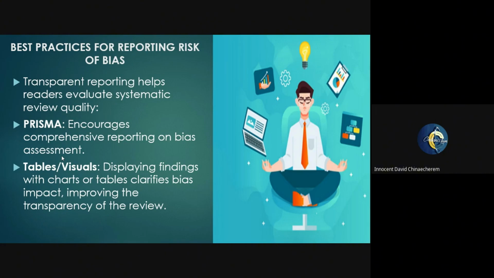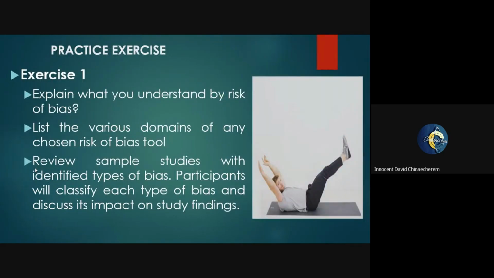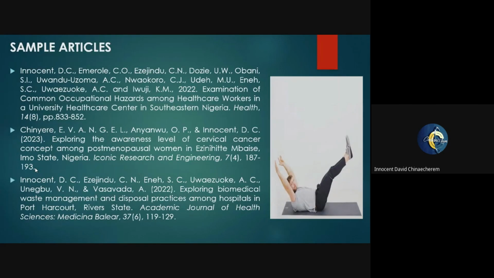So what are some of the best practices for reporting the risk of bias? First of all, it's important that we use a transparent reporting process. The PRISMA is still very vital. We can use the PRISMA to record some of our process, and again, tables are very essential in our practice. So I want us to take up some of these exercises. Very beautiful one.